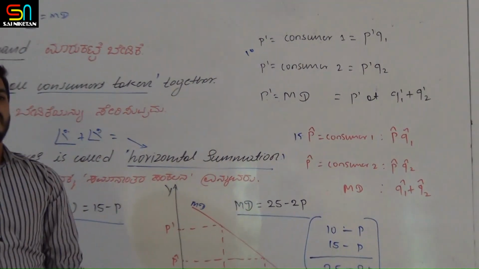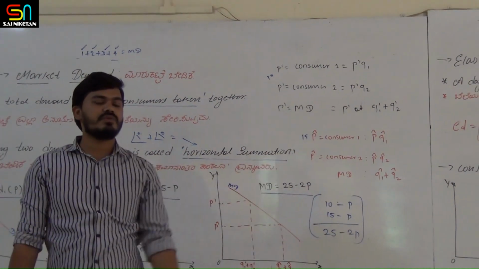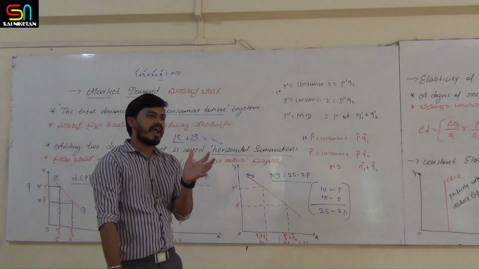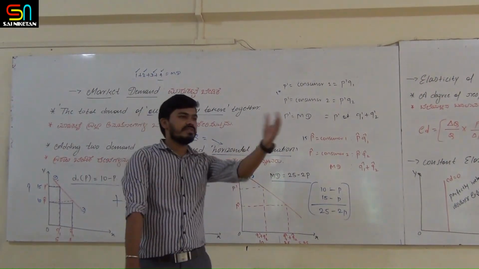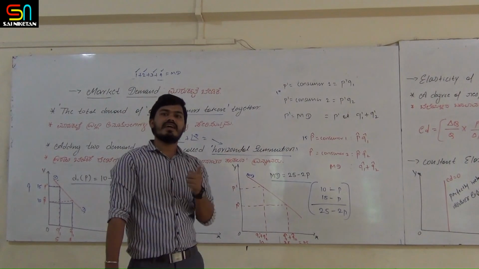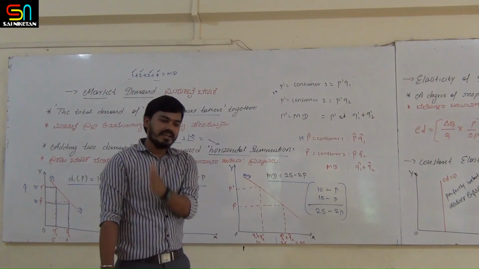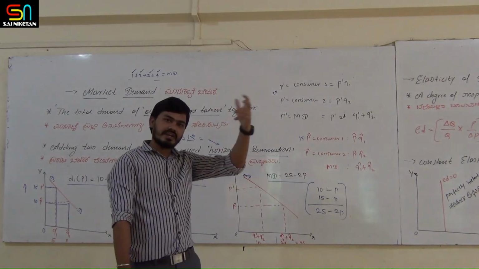Most probably they are the same concept. In the next chapter we have the market supply. Market supply means again we are adding all three. Demand means we are adding the individual demand curves here, and for the market supply we are adding the individual supply curves. So that is the market supply.